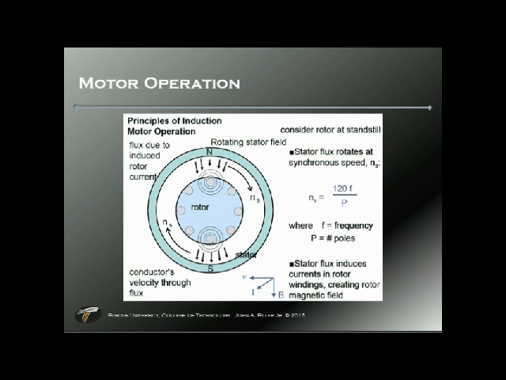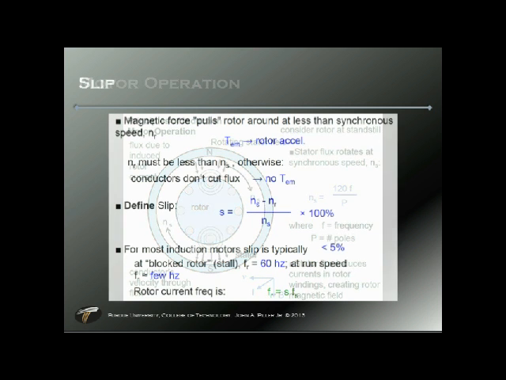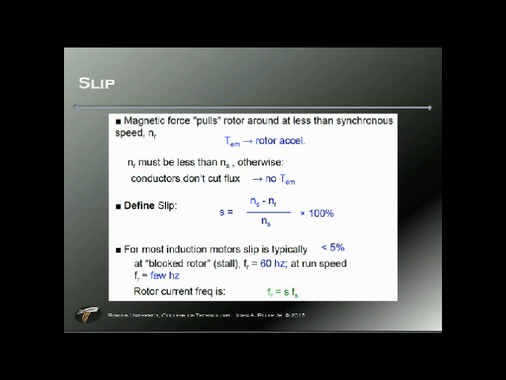The stator flux induces current in rotor windings, creating the magnetic field. The conductor's velocity through flux, because the flux is actually moving and the conductors are not. Okay? What does that do for us? Well, magnetic force pulls the rotor around at less than synchronous speed. We call that NR. NR must be less than synchronous speed, otherwise the conductors don't cut the flux.